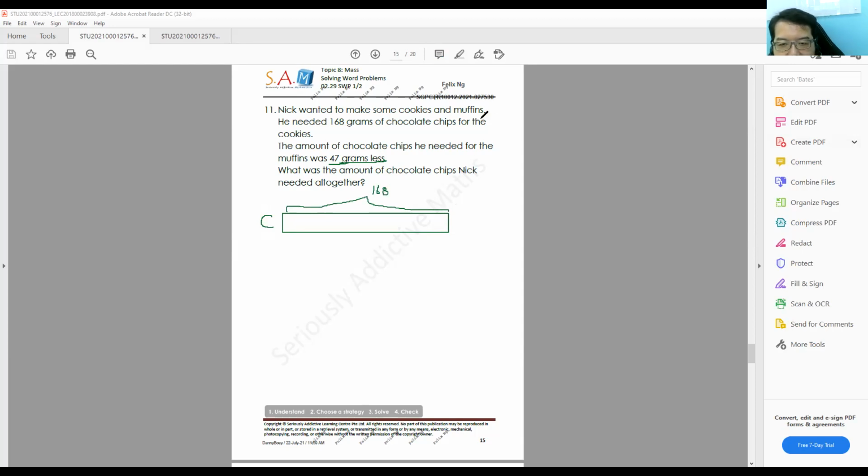All right, next. The amount of chocolate chips he needed for the muffins was 47 grams less. That means should the bar I draw be shorter or longer? 47 grams less. Less means shorter, right? So it should be shorter. 47 grams less, say about here. Okay, so where's the less part? Where's the 47 grams less? Label it. 47 grams less.